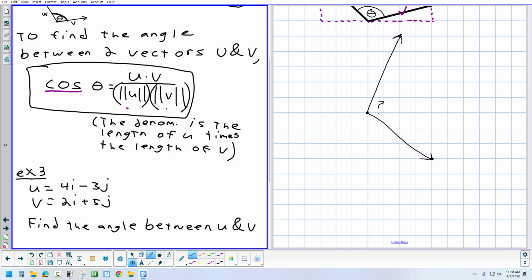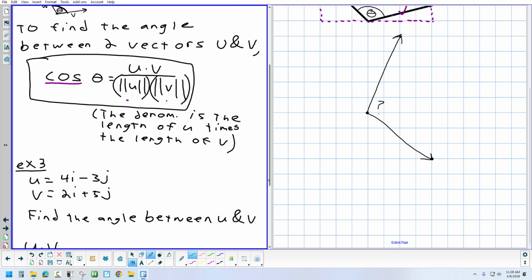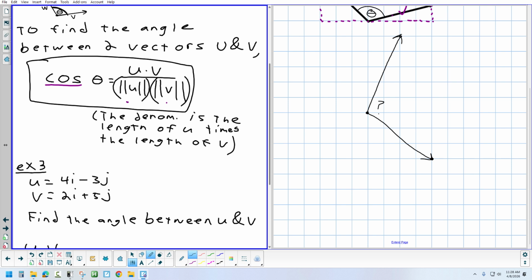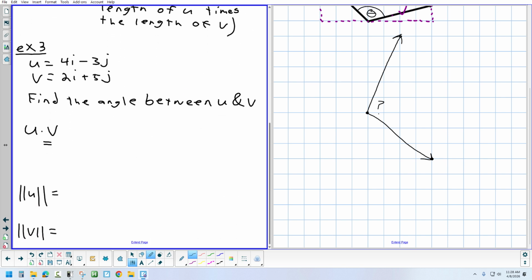Okay. So what's the first thing that I need to figure out to be able to use the formula to find the angle? Yeah. The magnitude of u and v. Okay, we could do those first, the magnitude of u and the magnitude of v. And what's the other thing we're going to need? Yeah, the dot product. We could start with the magnitudes.